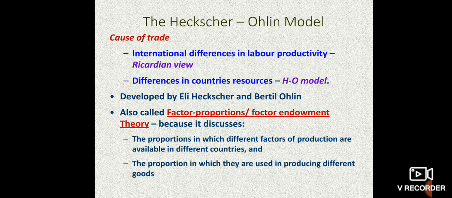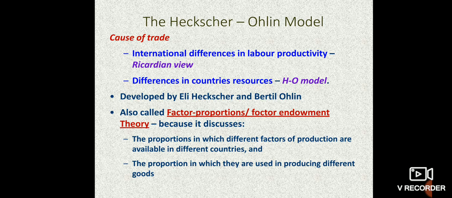Heckscher is the teacher of Ohlin. Heckscher introduced this particular theory and it was developed by Bertil Ohlin. The cause of trade in the Ricardian view is international differences in labor productivity, but here differences in the countries' resources matter, and that is the cause of trade as per Heckscher and Ohlin. Okay, it is also called Ohlin's view.